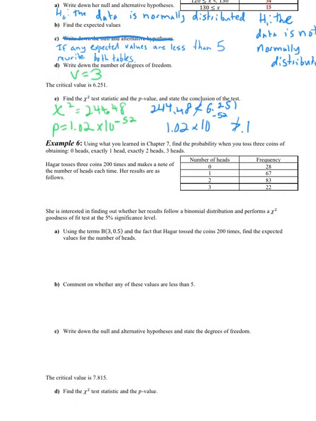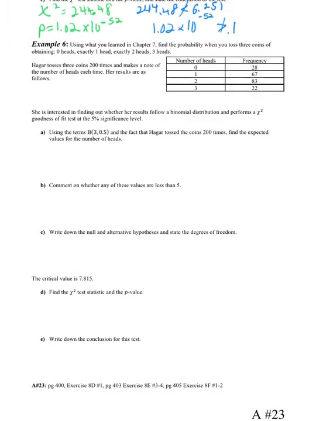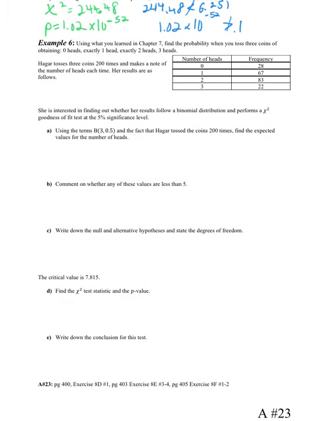Okay. Last example today, using what you learned in chapter 7, find the probability when you toss 3 coins of obtaining 0 heads, exactly 1 head, exactly 2 heads, and 3 heads. And then Hagar tosses the coin 200 times and makes a note of the number of heads each time. Her results are as follows. So we have to figure out the expected outcomes when we're tossing 3 coins, finding 0 heads, exactly 1 head, exactly 2 heads, and 3 heads.